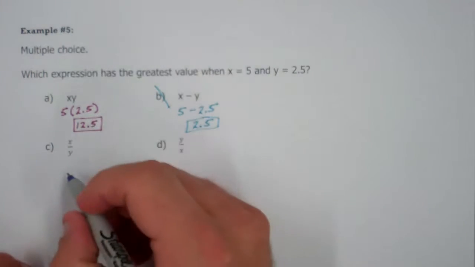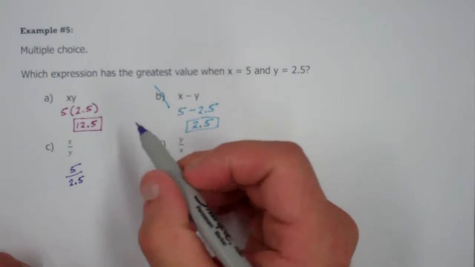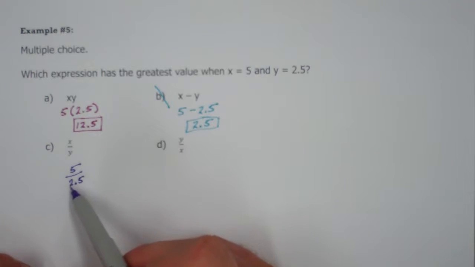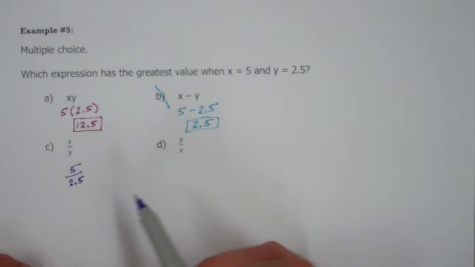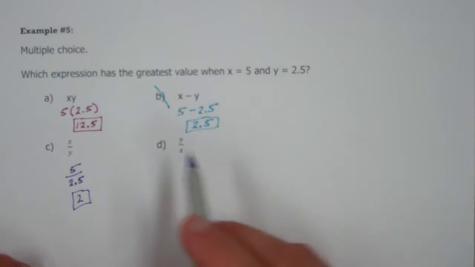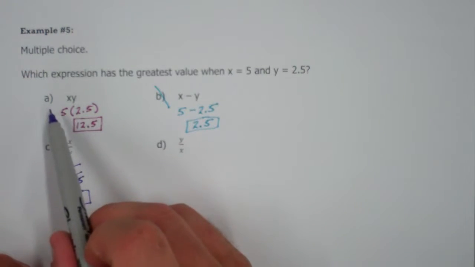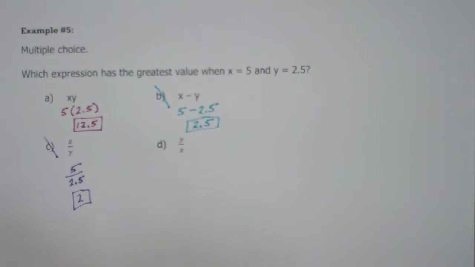X over y in this case is 5 divided by 2.5. I like to see this problem as how many times does 2.5 go into 5? And the answer is 2. 2.5 times 2 is 5, so 5 divided by 2.5 will be 2. That is still lower than 12.5, so in the winner spot we have A for right now. I'm going to get rid of C here, and now we only have 2 choices. If you're taking a multiple choice test, in this case, and if you didn't know how to do part D, well, you'd have a 50-50, which is better than a 25% chance if you just had to outright guess.